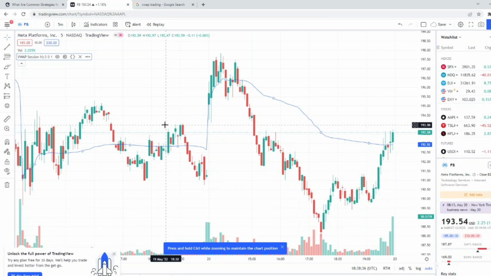But as we can see right here, this orange line is going to be my VWAP on this chart, as well as this chart right here. You can see that I'm actually using the 8 EMA, 21 EMA, VWAP, 50 SMA, and then 200 SMA.